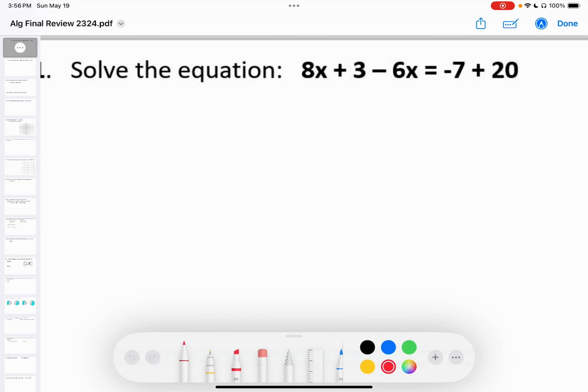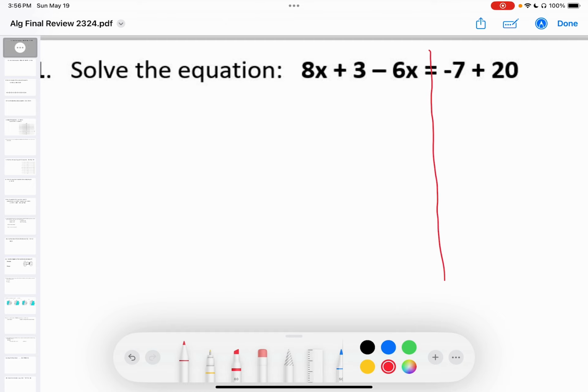All right, we are going to look at the Algebra 1 final review and work through some of these questions and hopefully clear up some of the questions that you might have about some of these. So we start off with solving an equation, quite a few parts, but only one side has a variable.